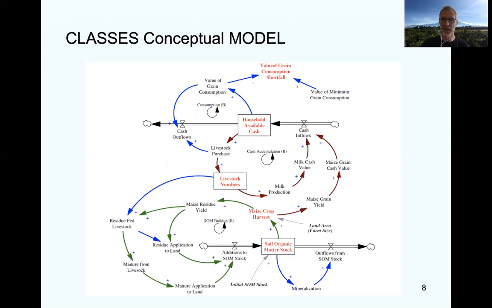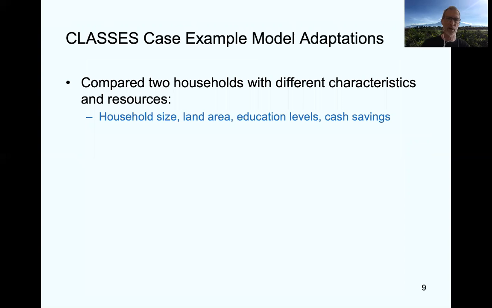What we've done is modify this particular model to allow for those other indicators to be incorporated. So how do we do this? Well, one of the things that we did to set up this particular case example was we tried to compare two different households with different levels of resources and characteristics. So household size and the availability of labor is one difference between these two households, for which I'll show you results.